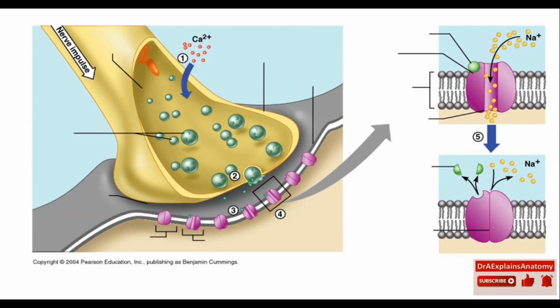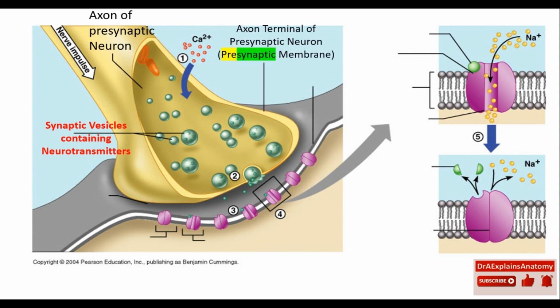Moving to the anatomy of the synapse. This right here is the axon of the presynaptic neuron. Pre meaning before, synapse meaning a meeting point. These are the synaptic vesicles containing neurotransmitters, and we have different types of neurotransmitters. This is the axon terminal of the presynaptic neuron.